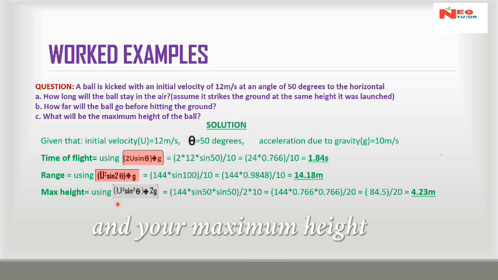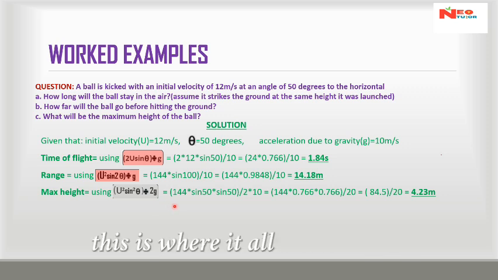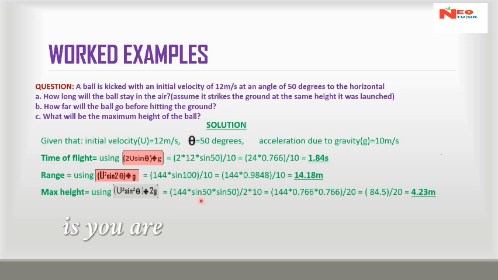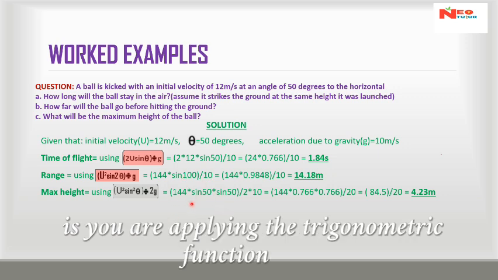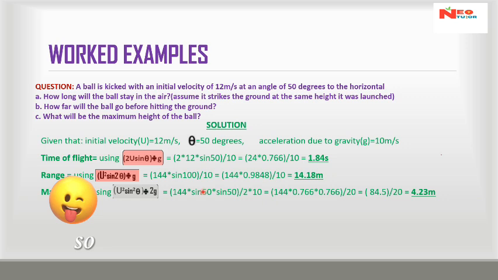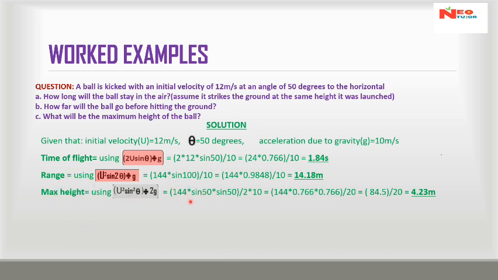And your maximum height is u square sin square theta divided by 2g. This is where it all gets tricky. What it means by sin square theta is you are applying the trigonometric function twice. That is multiplying it by itself before you impute the final answer. So we'll have u square as 12 times 12 for 144. Sin square theta as sin 50 times sin 50.